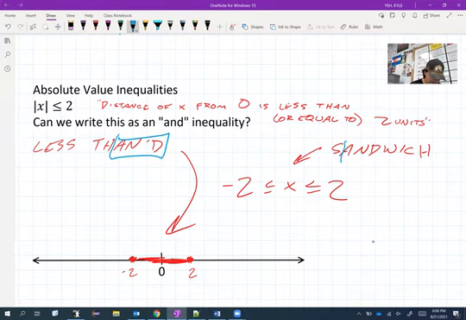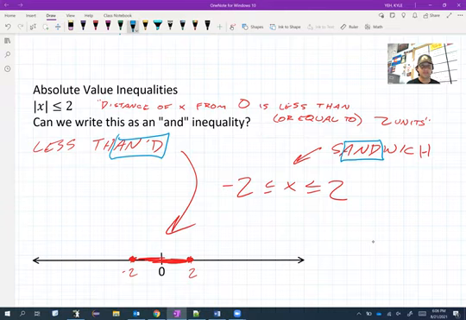Anytime we see an absolute value is less than inequality, we have an and, so that less than corresponds to an and. Just a couple silly things to help you remember. When you see absolute value is less than, it can be written as an and inequality, and we will typically be shading in between our dots.